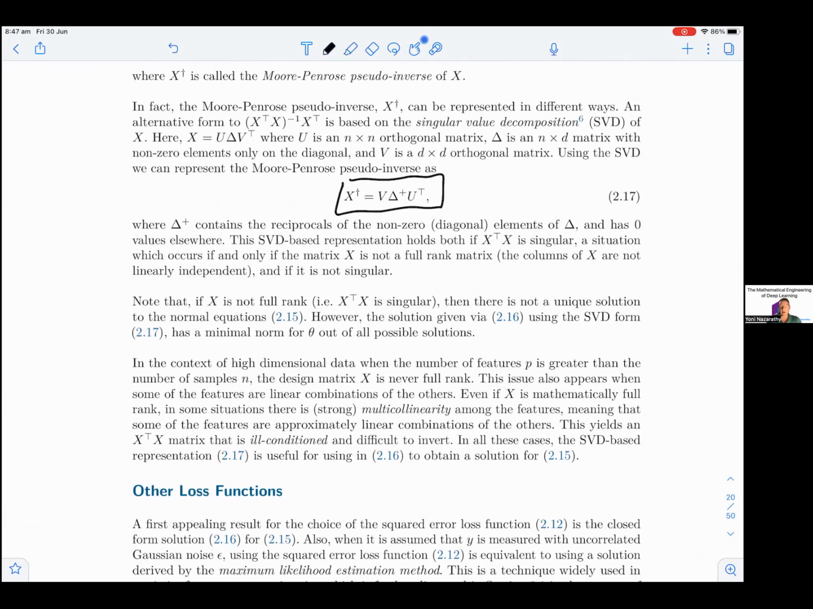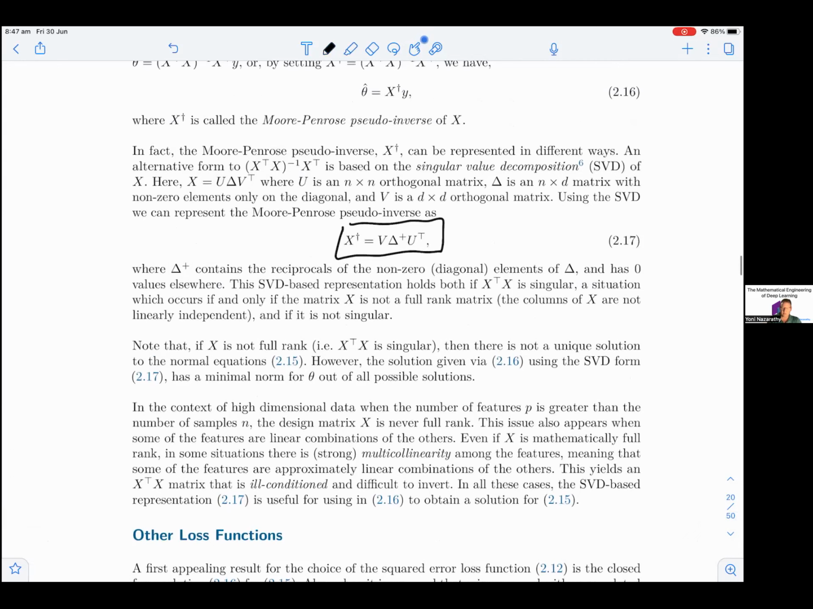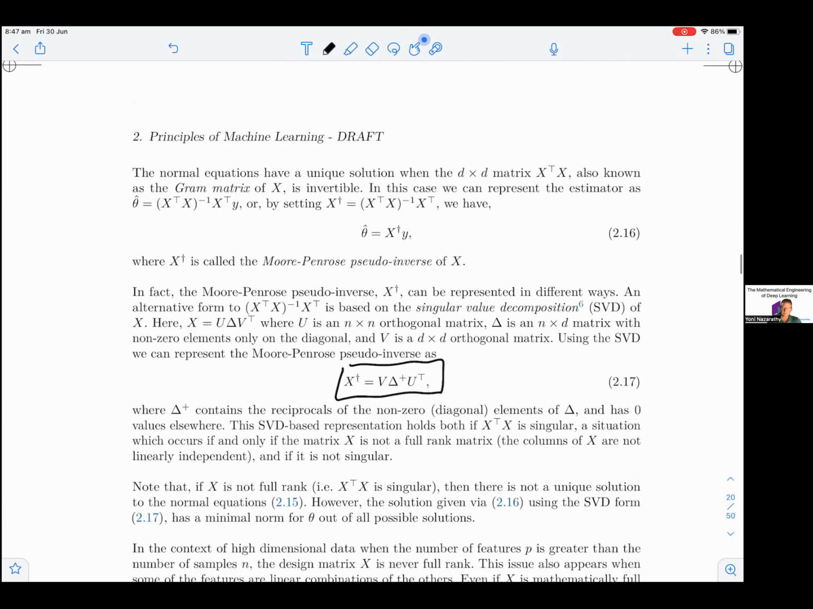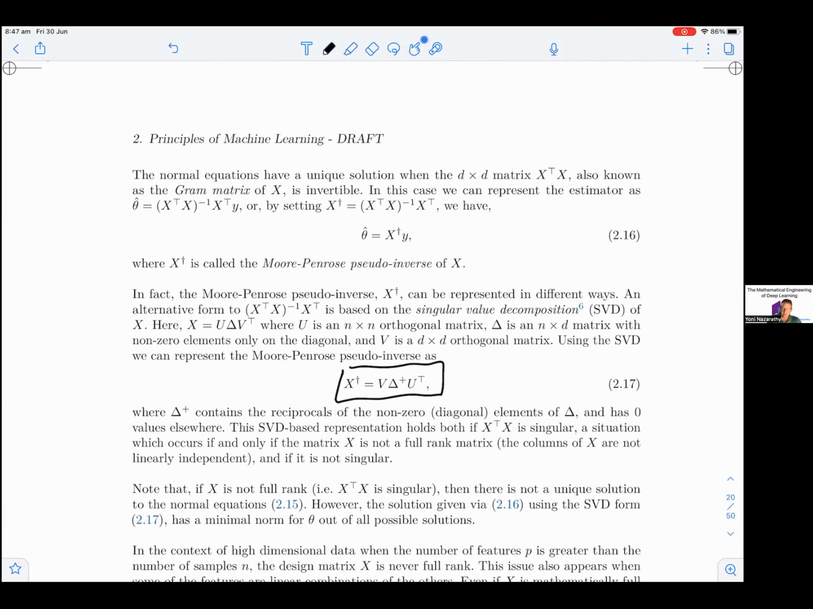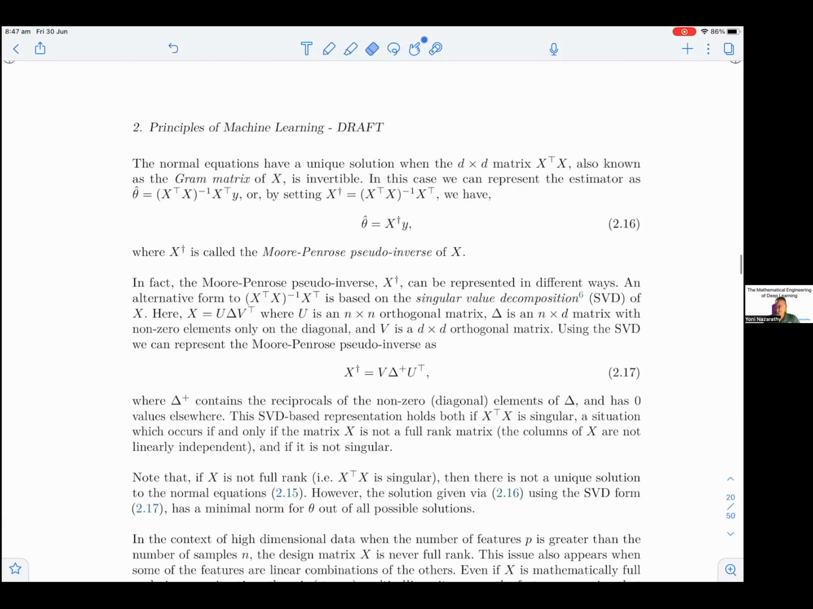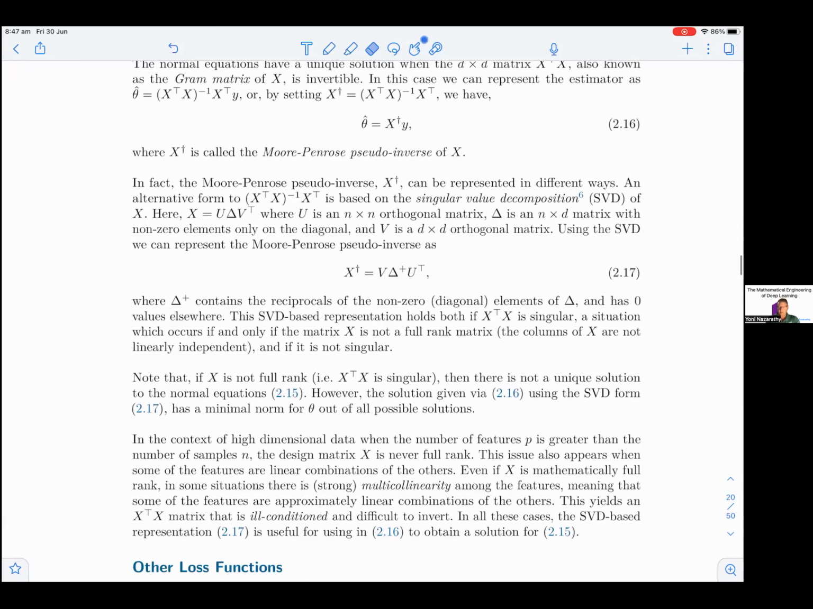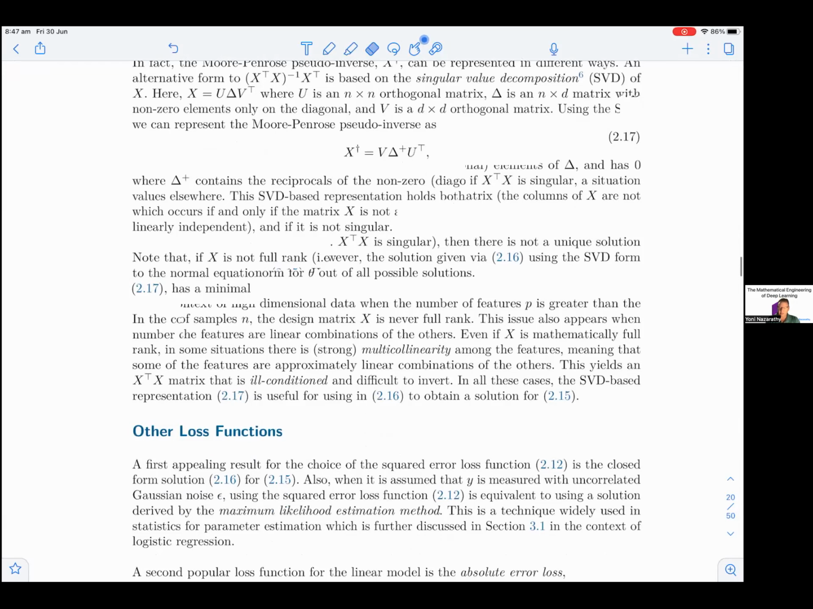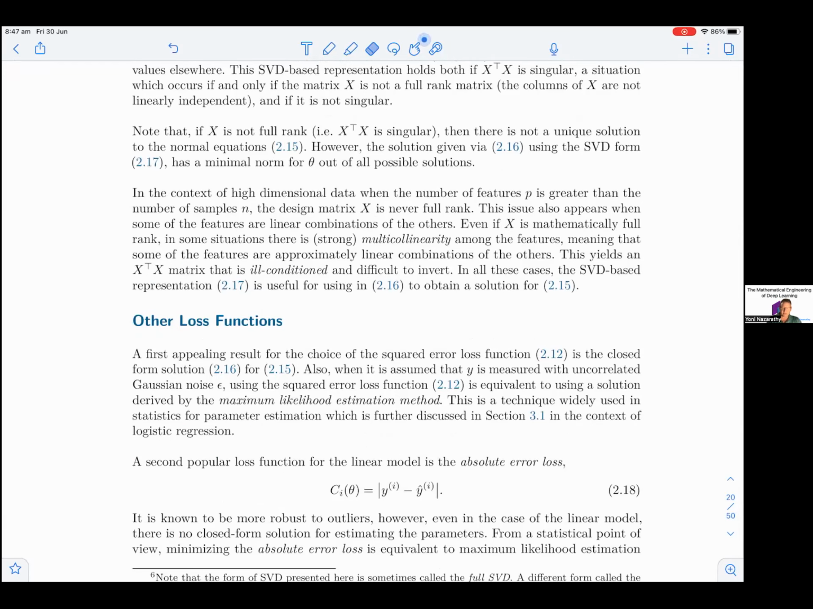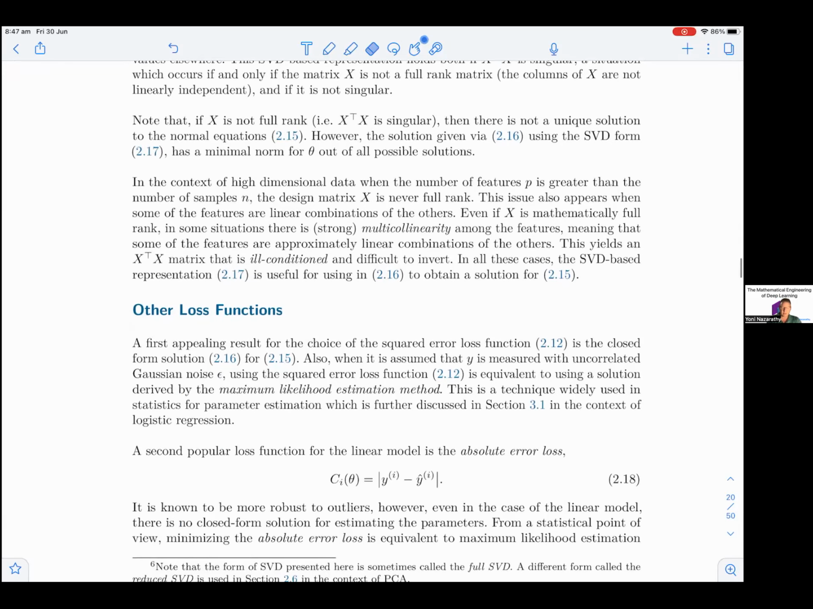And anyway, all this has to do with cases where P, the number of features, is not too big, because when the number of features is very big, as in deep learning, we typically do not use the Moore-Penrose pseudo-inverse anyway. Okay, but in statistical packages, we'll sometimes use this form, and we'll sometimes use this form. Other times they'll use other things under the hood, such as Cholesky factorization and other things. Oh, QR decomposition as well. In all these cases, the SVD representation 217 is useful. Okay.